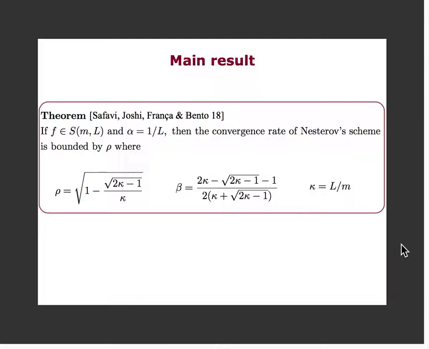So for any function in this family of strongly convex functions with Lipschitz gradients, if we choose alpha is equal to 1 over L, then the convergence rate of Nesterov's scheme is bounded by rho, where rho is given by this expression here, and beta should be chosen in this way here. So this choice of alpha was just a guess.